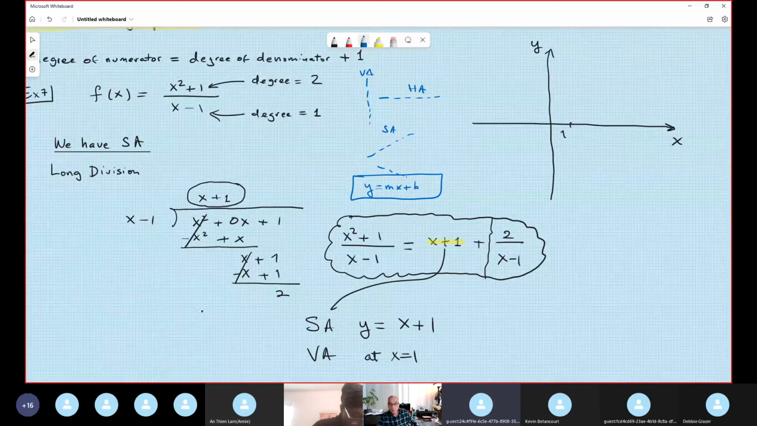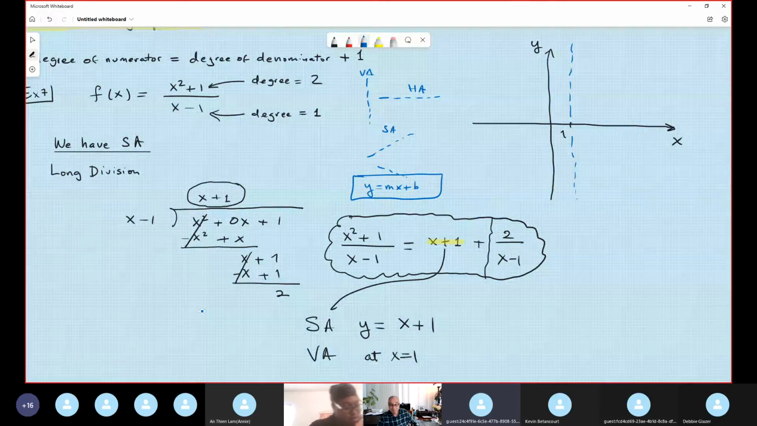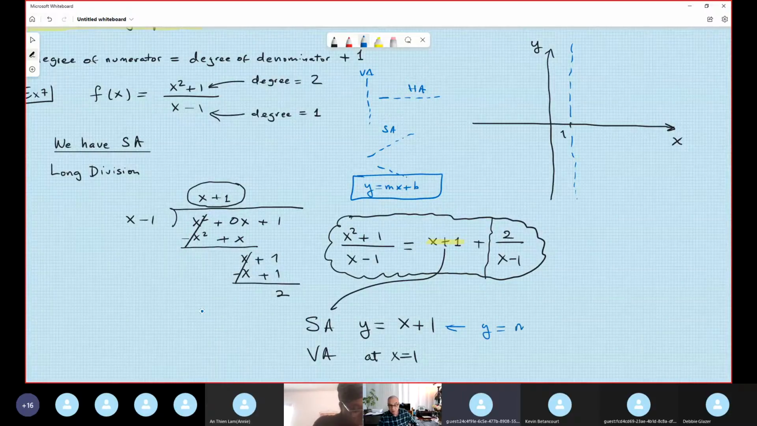I'm using blue color. This is the vertical asymptote at 1. And the slant, I compare this with the classical formula. Everyone knows it's mx plus b, no? It's obvious that m is 1 and b is 1. It's a coincidence. So m is the coefficient of the x and b is the constant.